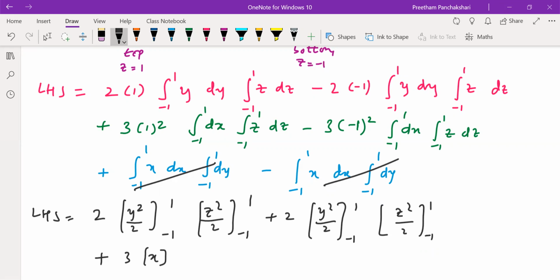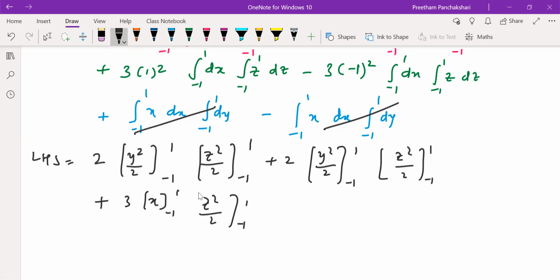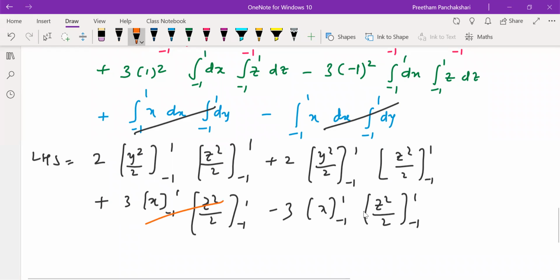Integration of x dx is x, -1 to +1. Z is z square by 2. Next, -1 square is positive, that is 3 here. X is -1 to +1. Z square by 2 is -1 to +1. So by inspection, you can easily check the answer of the second pair. That's going to be 0. See, the left side, first part and second part in the last pair are the same with opposite polarity. So that's why no need to carry out this integration, they get cancelled out.